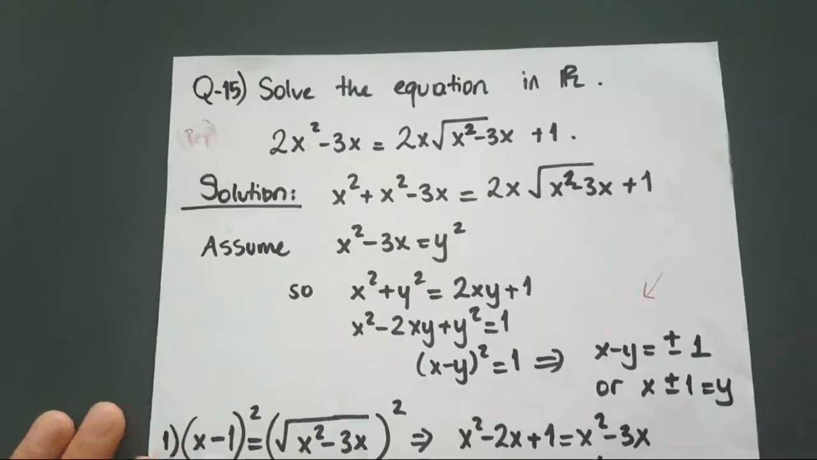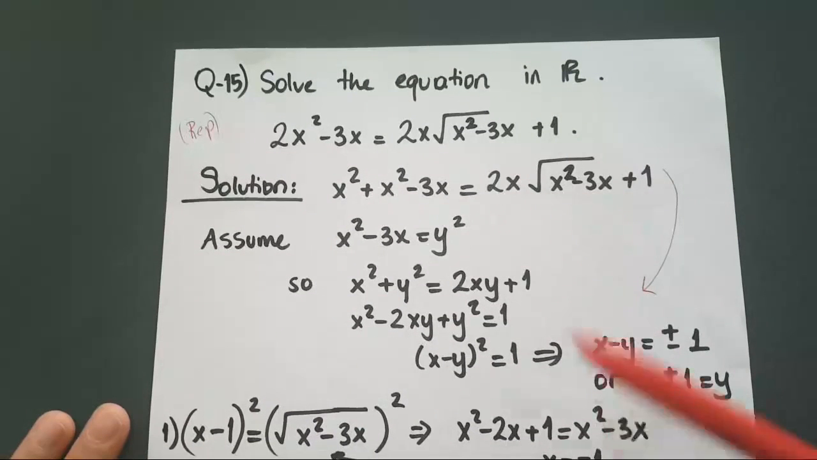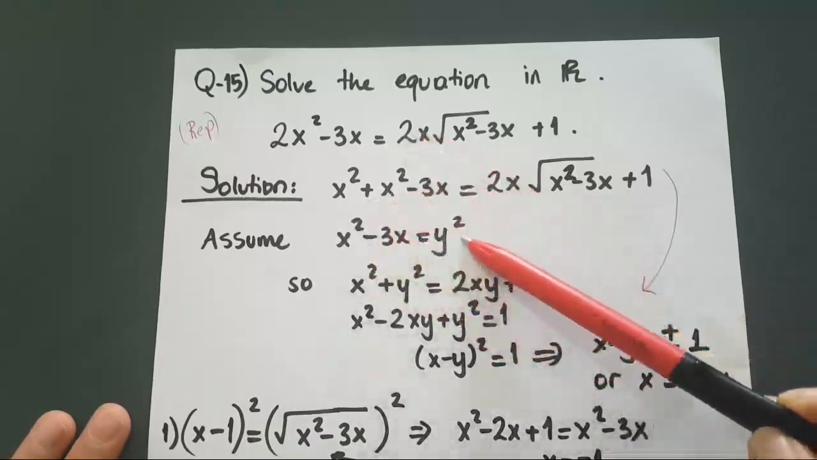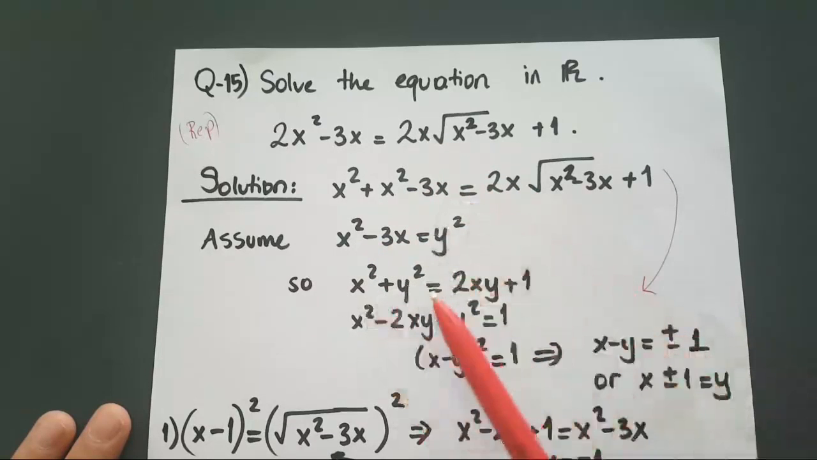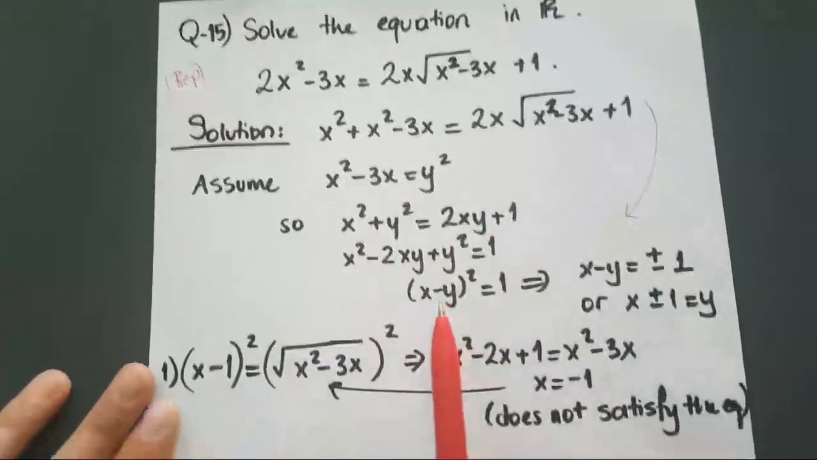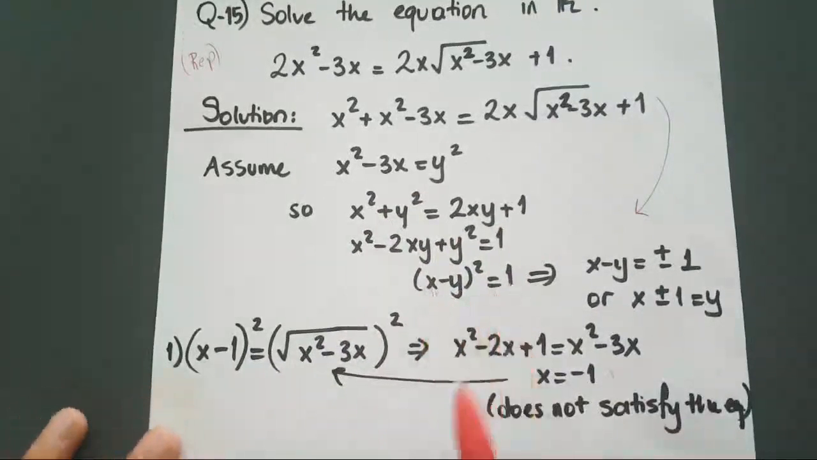Once again, here is the question. First, we have assumed that x squared minus 3x is equal to y squared. Then I have written the equation in this form: x squared plus y squared is equal to 2xy plus 1. If you take 2xy to the left, you will get the perfect square of x minus y.